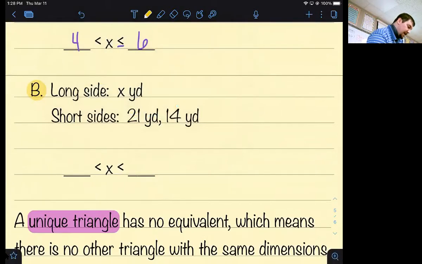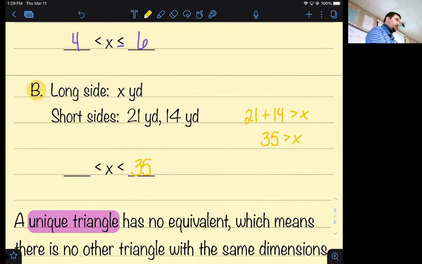So the two short sides have to add up to be greater than the long side, as Riley was just saying. Riley, what's 21 plus 14? 35. So X has to be less than 35. Another way of saying 35 has to be greater than X. So if X has to be less than 35, 35 becomes a maximum number, which goes right there.